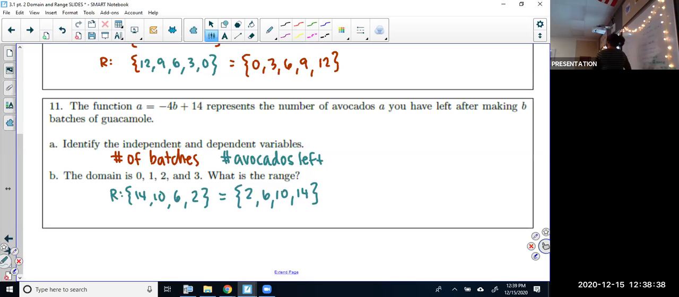Wait, what about the negative amount of avocados? Is it incorrect? No. Then you write the greatest and smallest values. Okay, all right. Let me show you. This is what we got.